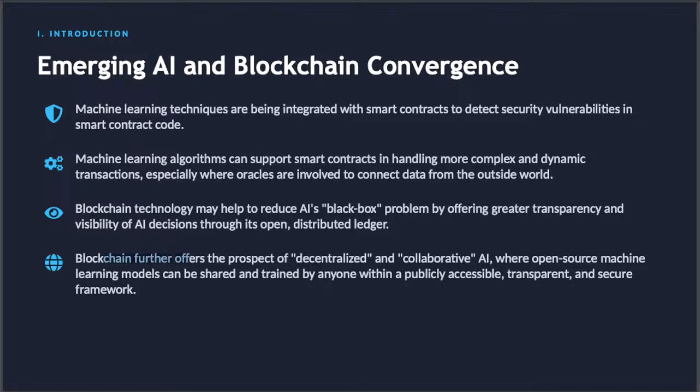Now, the blockchain further offers the prospect of decentralized and collaborative artificial intelligence, where open source machine learning models can be shared and trained by anyone within a publicly accessible, transparent, and secure framework. So we have another way of transferring open source machine learning models, information that can be trained. So this is a way of generating more and more, I guess we could say, learning models here that are publicly accessible, yet still secure.